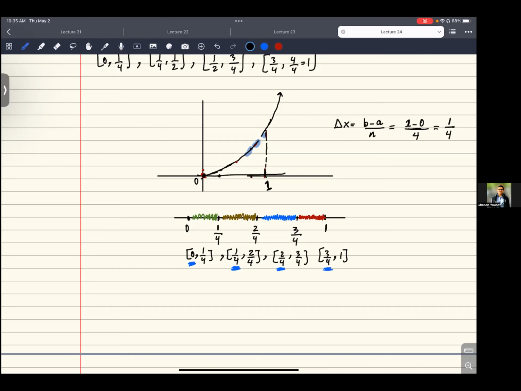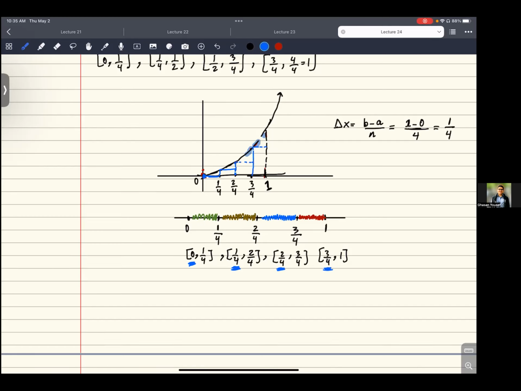Here's 1, 2, 3. This is 1/4, 2/4, 3/4. Starting at this point, this is 0. This is the first step. At this point, this is the second step. At this point, here's the third one.